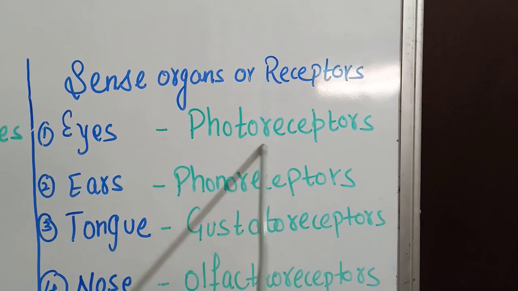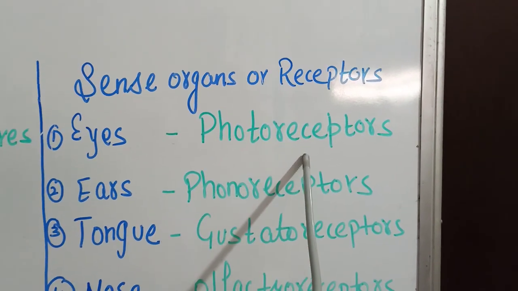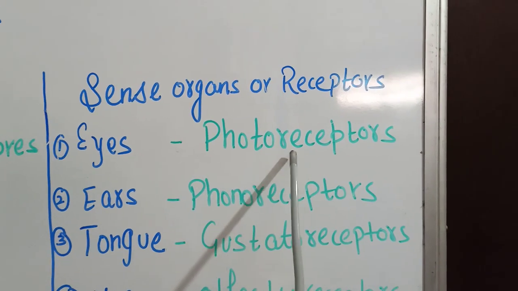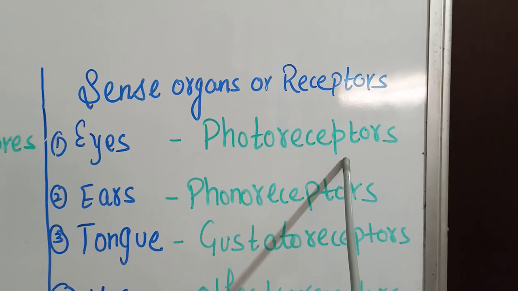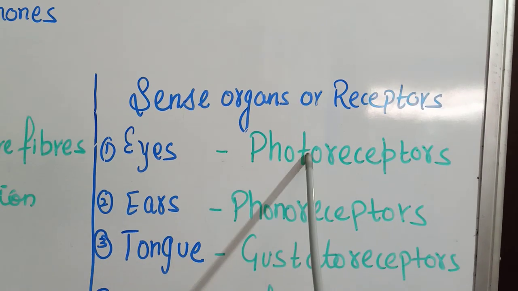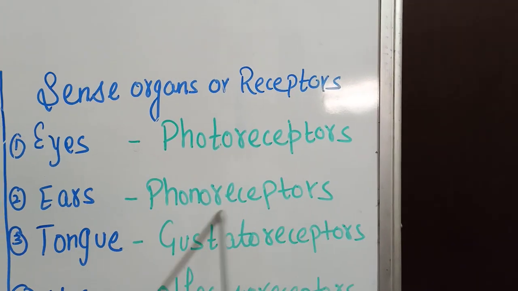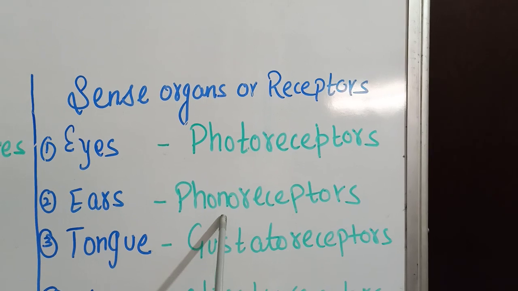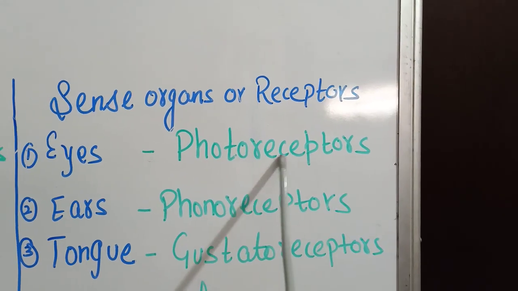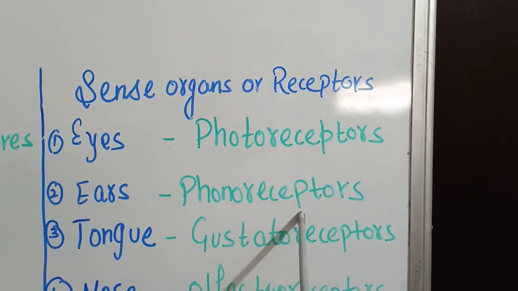They are also known as photoreceptors: photo plus receptors. Photo means light, and these are the organs in our body which take the stimuli related to light. Ears are also known as phonoreceptors. Here the meaning of phono is hearing. So these are the receptors in our body which take the stimuli related to hearing.